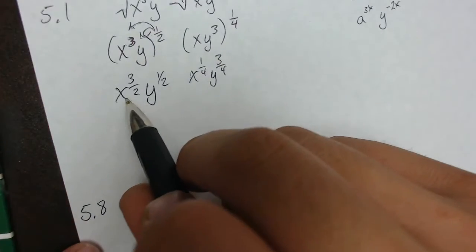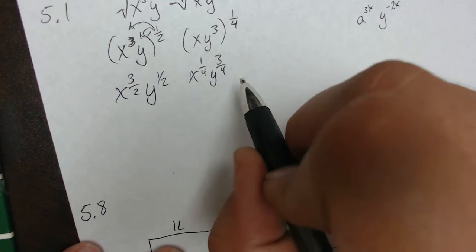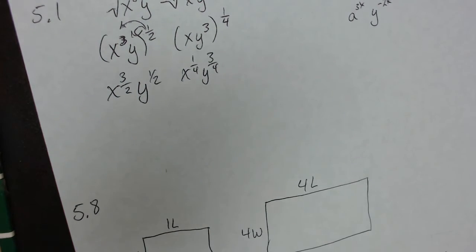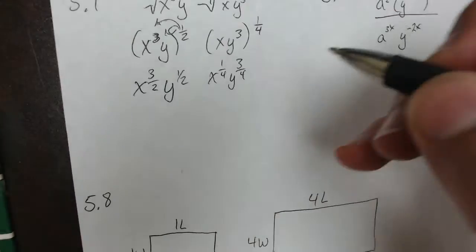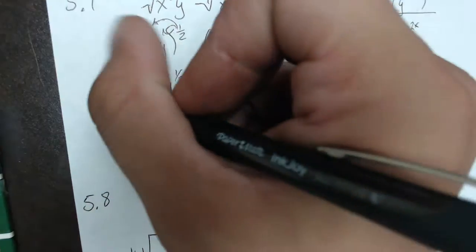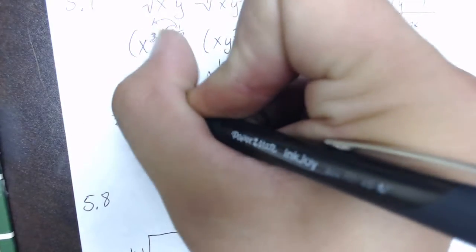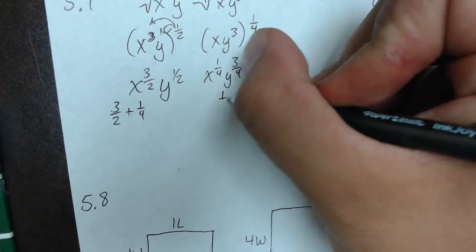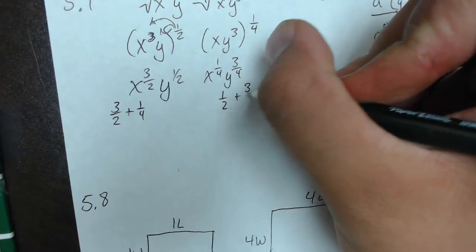From here, all we have to do is add like terms, or multiply the y's times the y's and the x's times the x's. Remember, if you multiply numbers of the same base with different exponents, you have to add the exponents. So x to the 3/2, or well, 3/2 plus 1/4. That's what we're doing here. And then over here we'll be doing 1/2 for y plus 3/4.